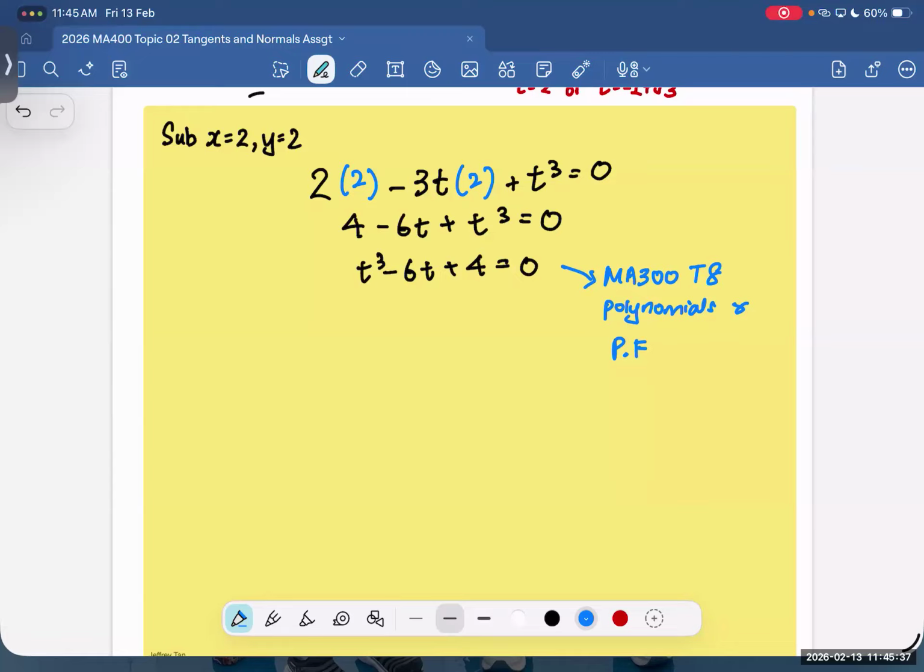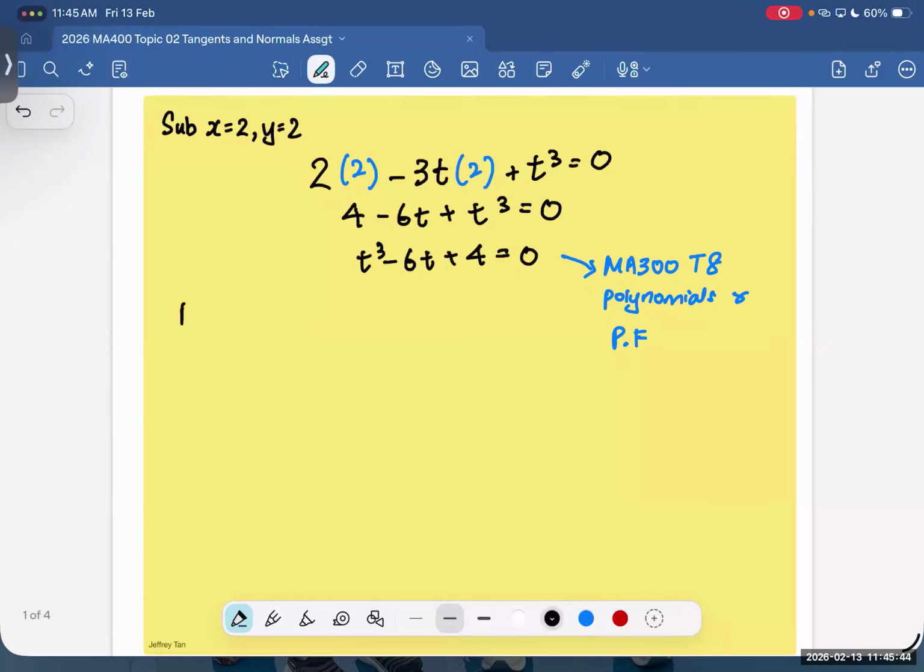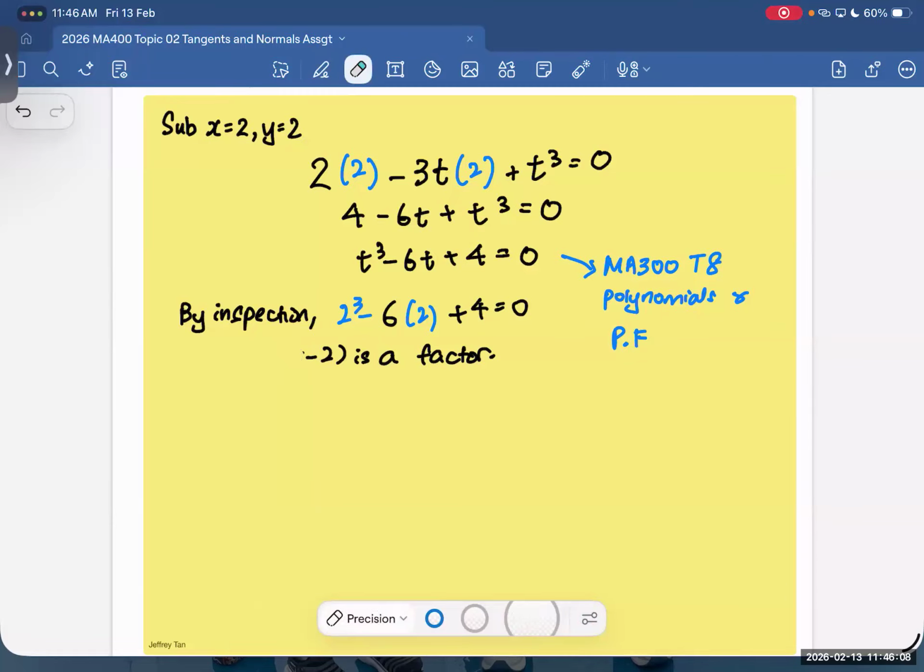Factor theorem. Very good. You can cheat a bit. But go to calculator. Oh, x minus 2, by inspection. Okay, you can see that I found that 2 cubed minus 6 of 2 plus 4 equals 0, which tells me that x minus 2 is a factor. Very good. Well done. Good observation.